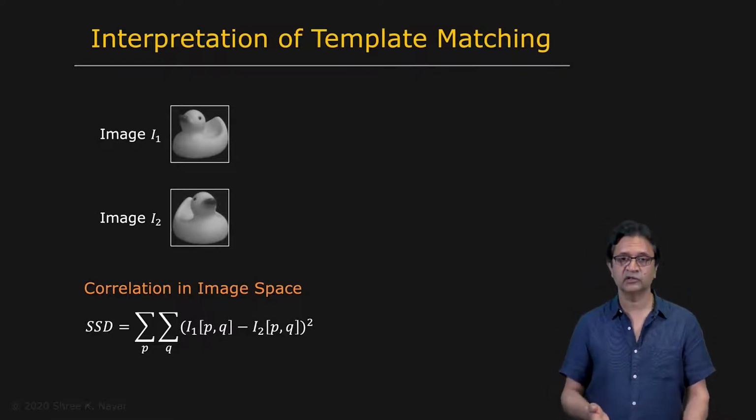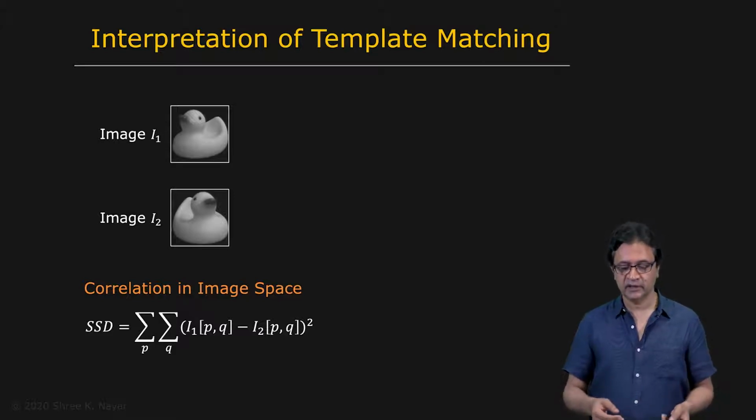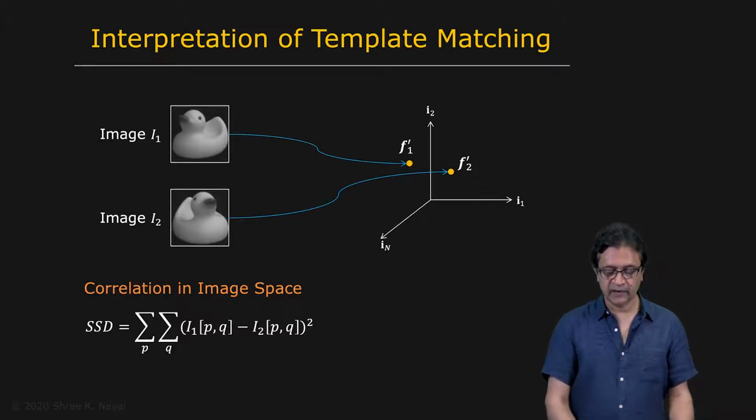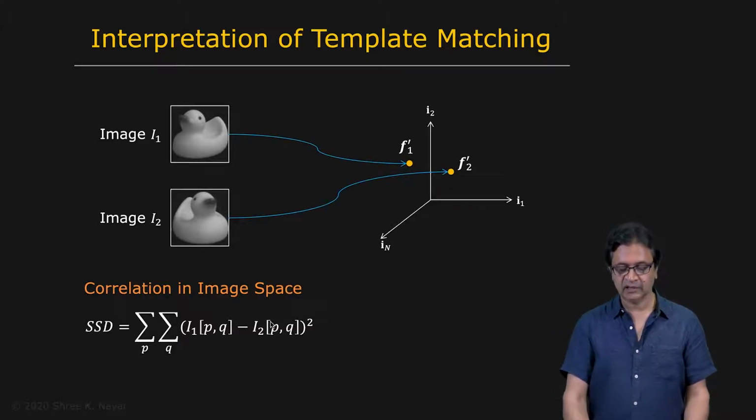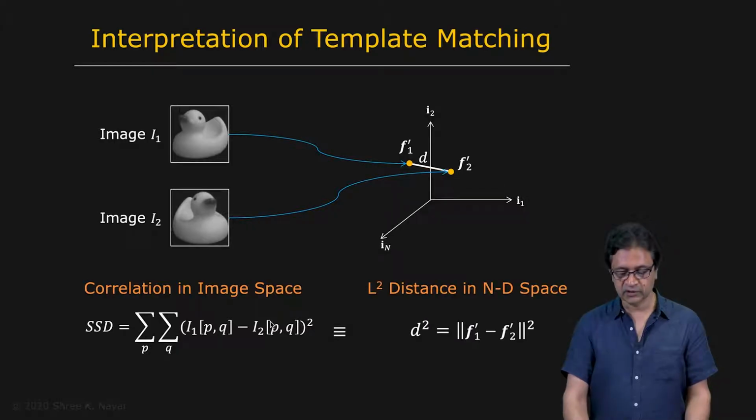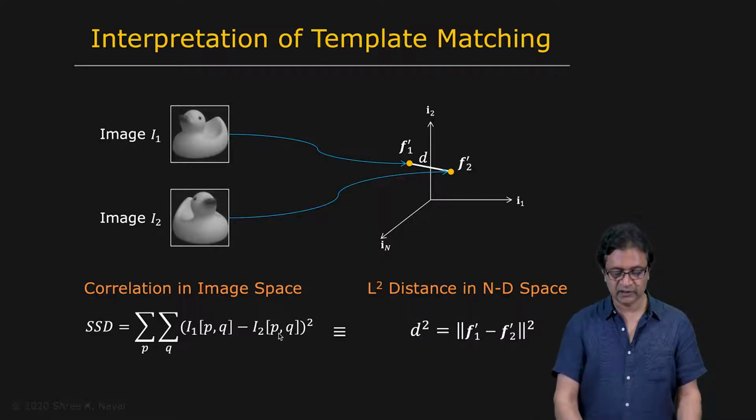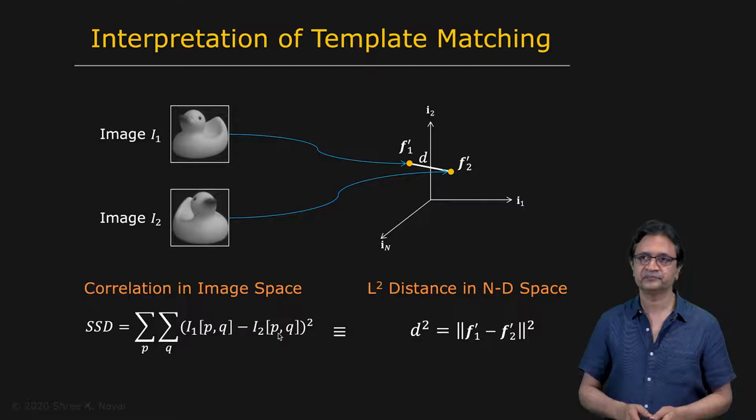So that's the definition of correlation. Well, another way to look at correlation now is, now that we have each image as a point in our n-dimensional space, it exactly equals the L2 distance between these 2 points in n-dimensional space. So it's (f1 prime minus f2 prime) squared. That's equal to d squared. That's the L2 distance, the square of the distance right there. And that's exactly equal to the SSD.